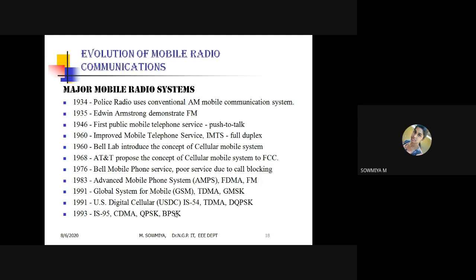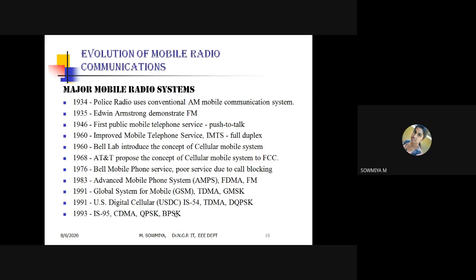In 1960, improved mobile telephone service, IMTS, that is full duplex, where both the parties can speak simultaneously at the same time. And in 1960, Bell Labs introduced the concept of the cellular mobile system. In 1968, AT&T proposed the concept of the cellular mobile system to the FCC. In 1976, Bell mobile phone service, poor service due to call blocking.